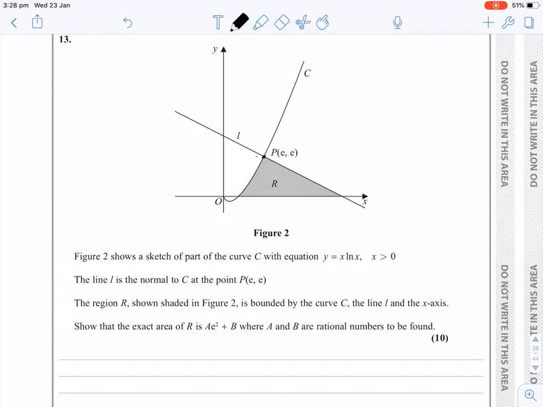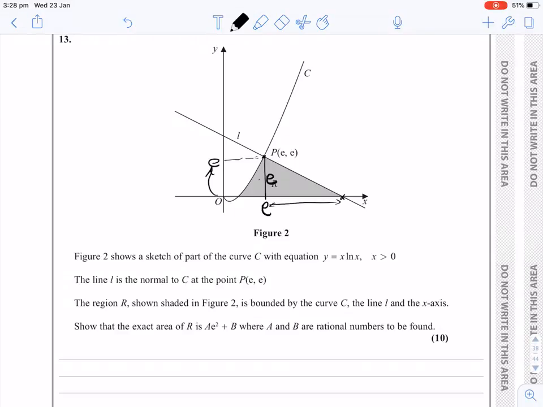So if we split R into two different shapes by drawing a line down here, we know that that x-coordinate is e. So we've got a triangle to the right, and then we've got an area under the curve to the left. If we first look at finding the area of the triangle, we need to know the point at which that line crosses the x-axis. The reason is that we already know that coordinate is e, so from 0 up to e, that height is e, but we don't know what this length along the bottom is.